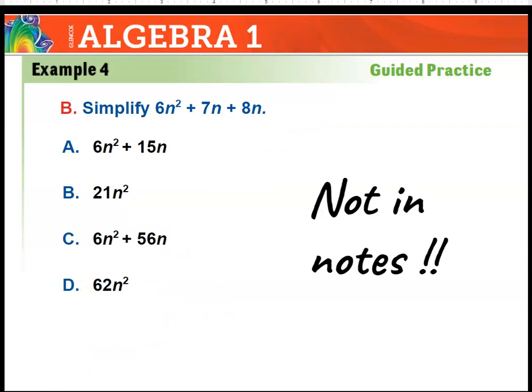Okay, this one also is not in your notes. Go ahead and pause the video now, work it out, and see if you can get the right answer. So pause the video now.